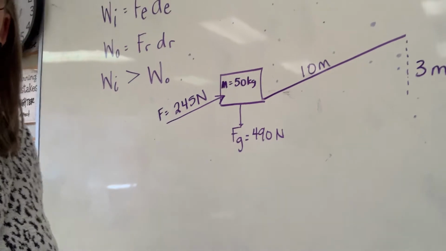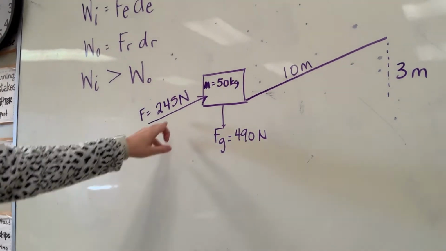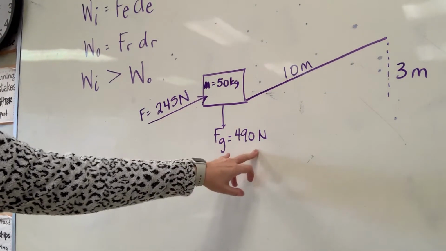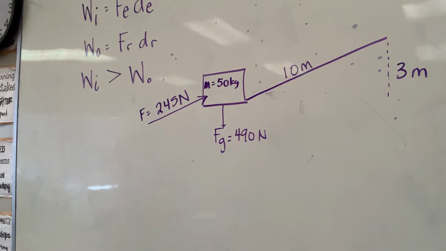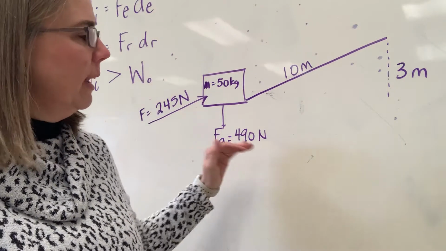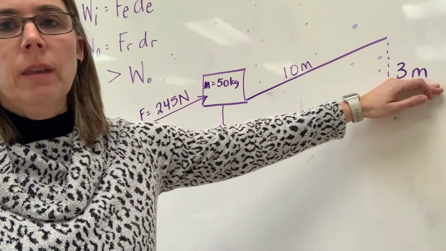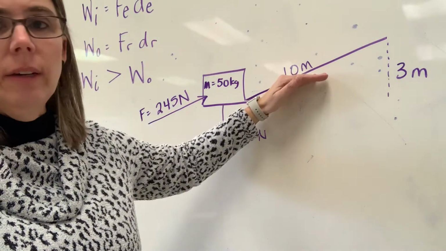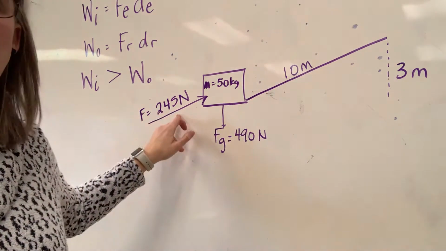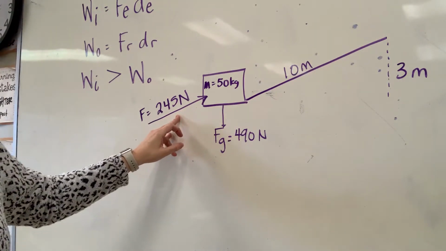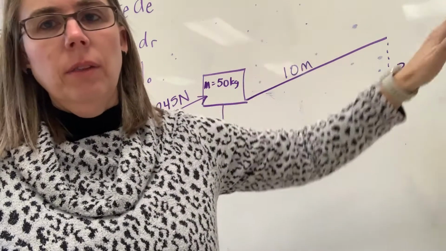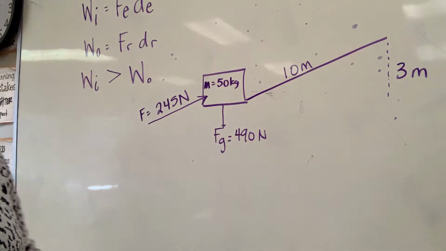So the benefit to using this machine is I'm applying 245 newtons rather than 490 newtons. Now, if I didn't use the machine, I would only have to lift 3 meters. But because I'm using the machine, I actually have to push 10 meters, but I'm just pushing with less force than I would need, okay? So now, before I talk about the five words, I want to show you how to calculate the input work and the output work, okay?